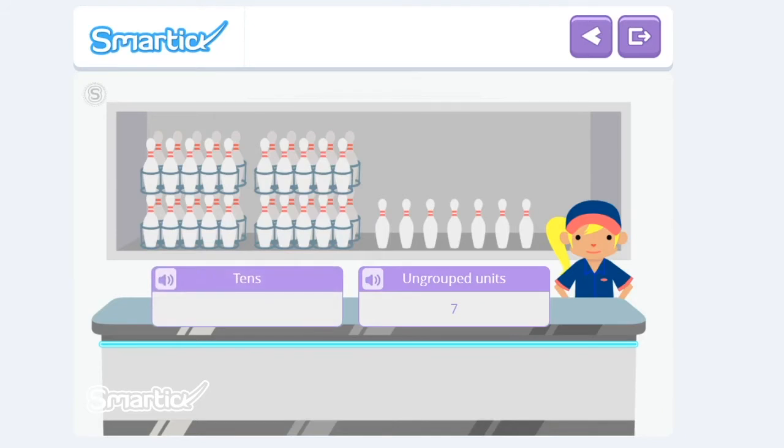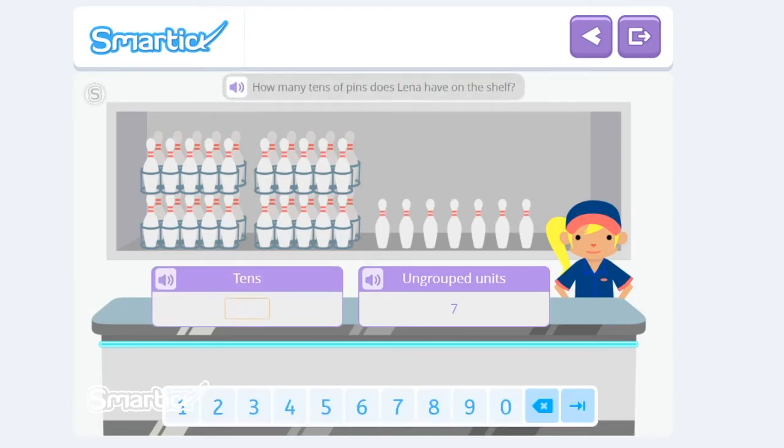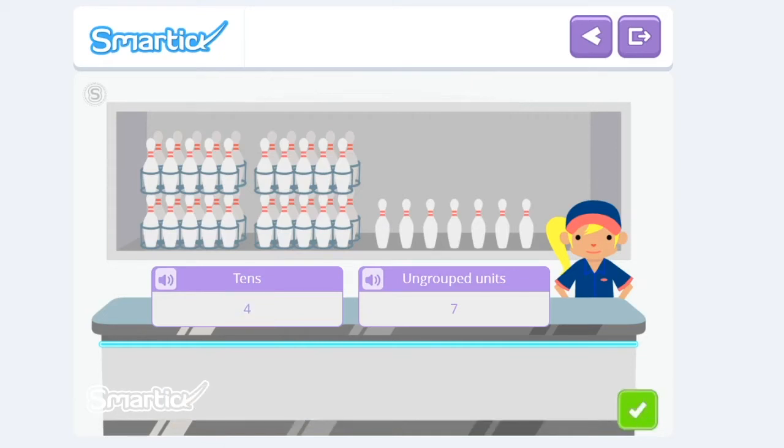Now count the cases of 10 pins. How many tens of pins does Lena have on the shelf? She has 1, 2, 3, 4. That's right! Lena has 4 tens and 7 units, so she has 47 pins.